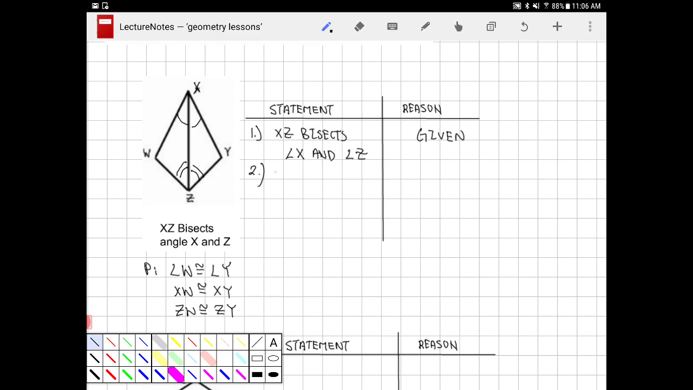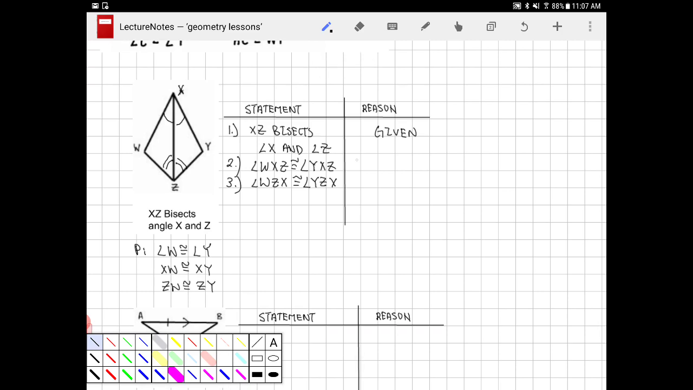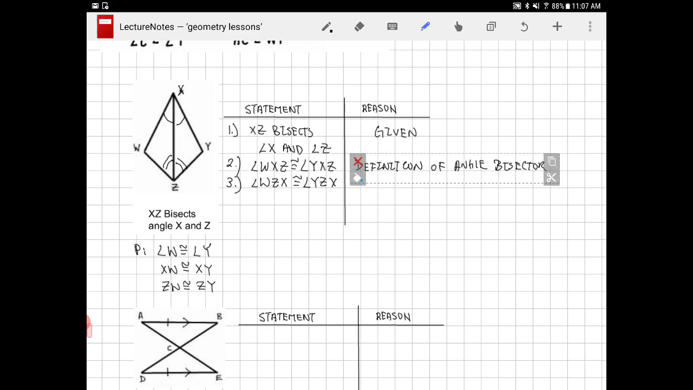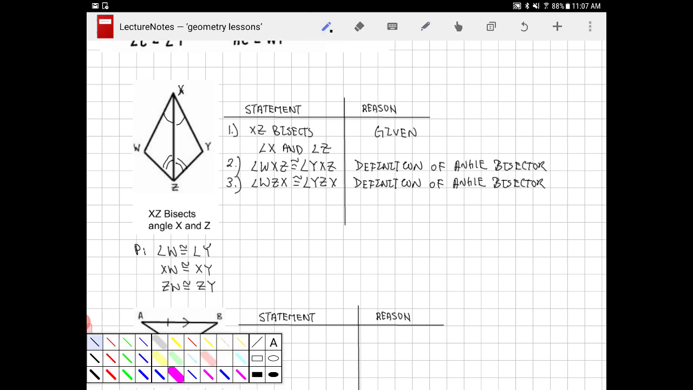So I can say that angle WXZ will be congruent to angle YXZ. We also recognize in the same manner that angle WZX will be congruent to angle YZX. And this is all true because of exactly what a bisector does. This is the definition of angle bisectors. So these two statements are true based upon the same two givens, for the same reason, which is the definition of what an angle bisector does.